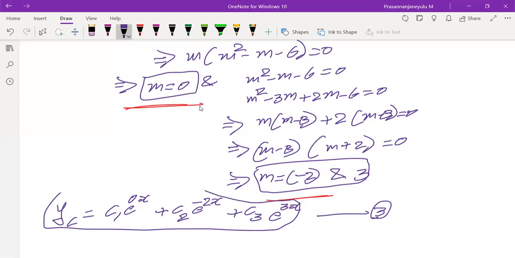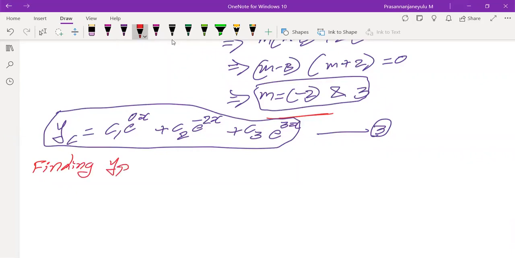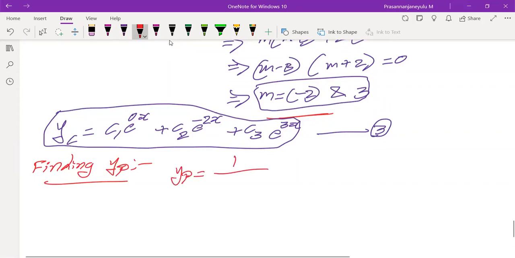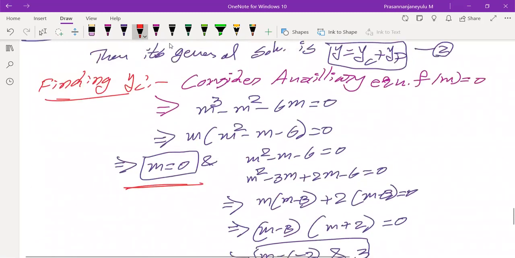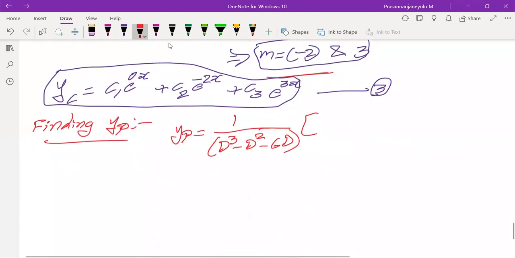Now we need to find yp. So we have to take yp is equal to 1 by f of D of Q of x. What is f of D? D cube minus D square minus 6D of Q of x. Q of x is x square plus 1.